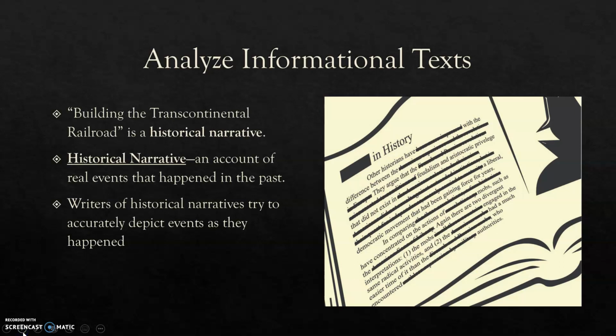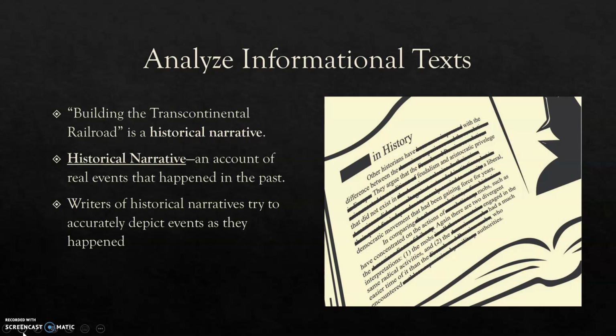So we're going to take some notes to get us started. Because this is an informational text, we're going to talk about analyzing informational text. Building the Transcontinental Railroad is a historical narrative. Now, a historical narrative is an account of real events that happened in the past. So somebody is telling the story of what actually happened. So everything in here is true.